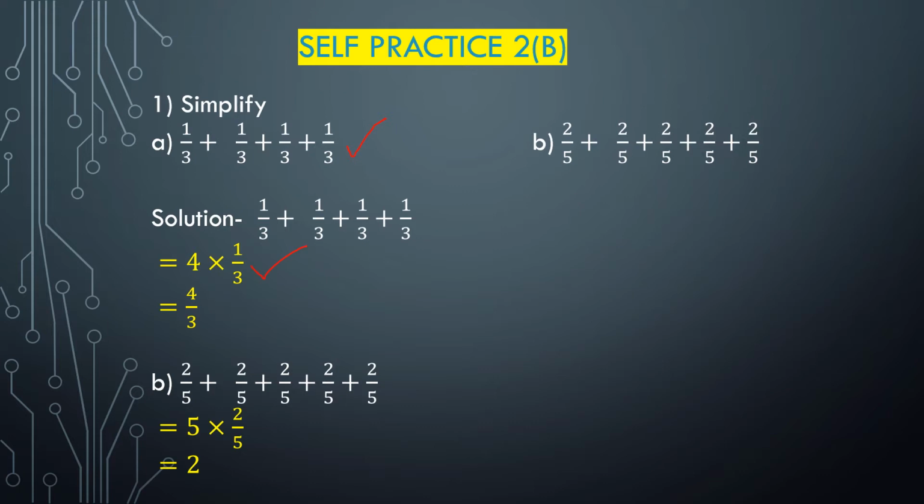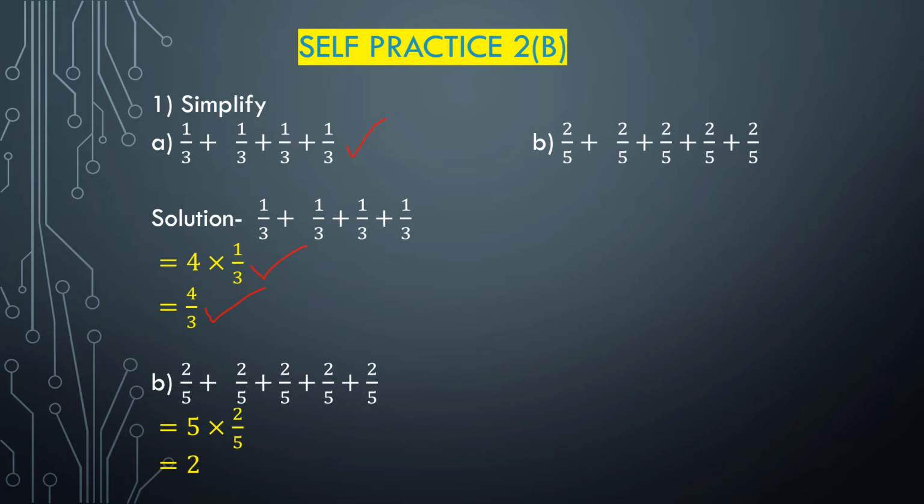Is 1 divided by 3 added 4 times. So we can write 4 multiplied with 1 divided by 3. This is the product of a whole number and a fraction. Product of a whole number and a fraction is the product of the numerator divided by the denominator. Here 4 multiplied with 1 divided by 3 is 4 divided by 3.